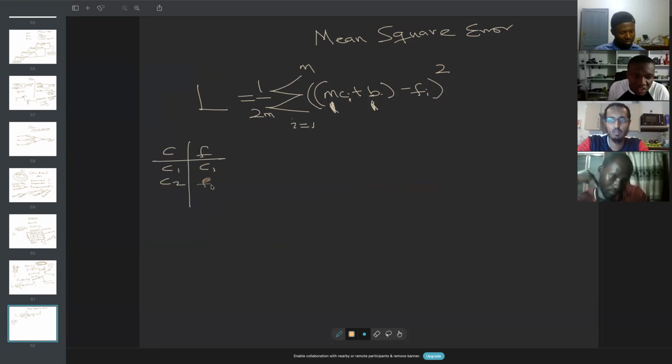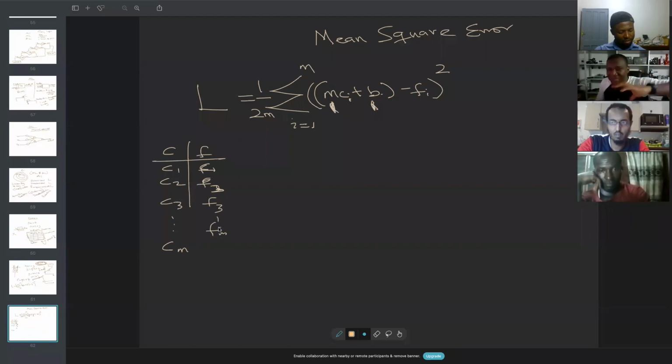This is supposed to be F. This is also F. So F2, C3, F3, dot, dot, dot, Cm, Fm, dot, dot, dot. So the m is the number of rows. That is what we usually use to denote the number of rows in a data set in machine learning, m.